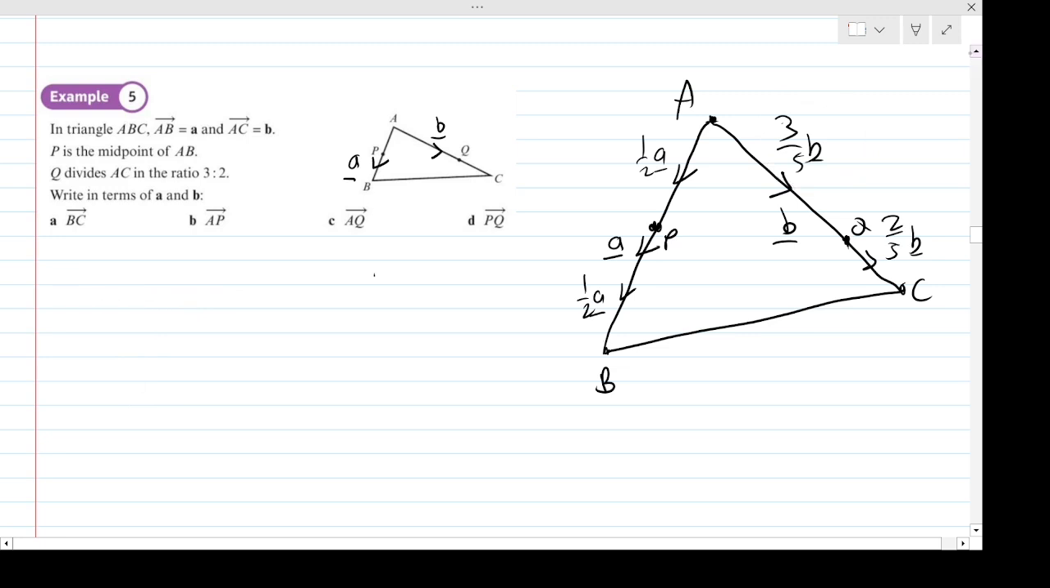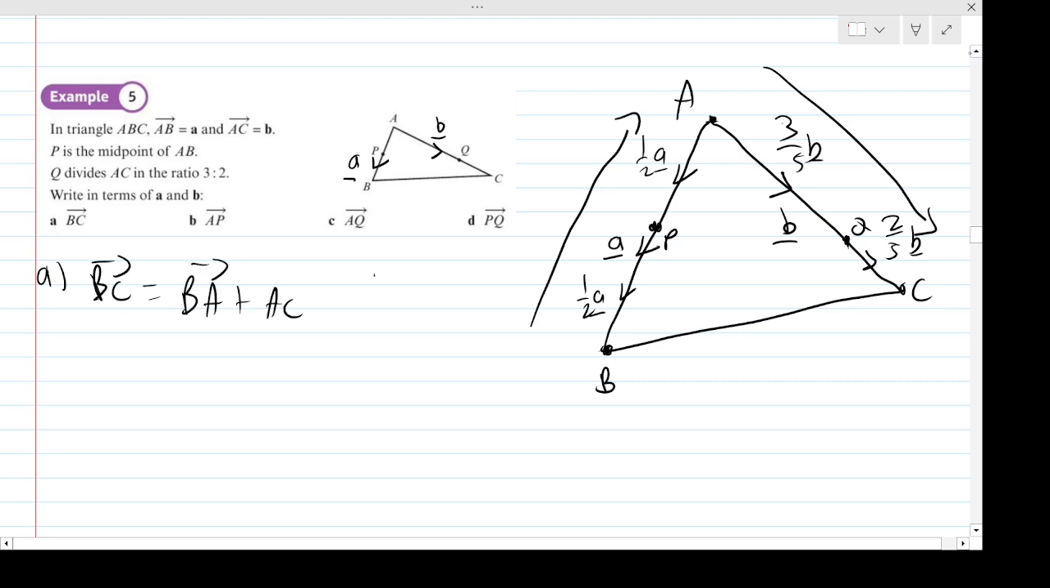Now, it says write in terms of a and b, firstly, B to C. So again, we want to start at B and end at C. So we want this vector here. Well, obviously there's no vector directly from B to C, so we need to find another path to start at B and end at C. Well, we can go along here. We can go from B to A, and then we can go from A to C.